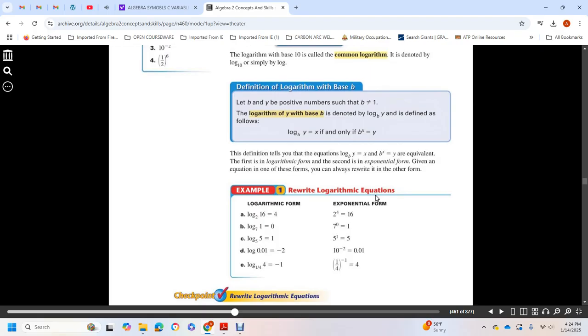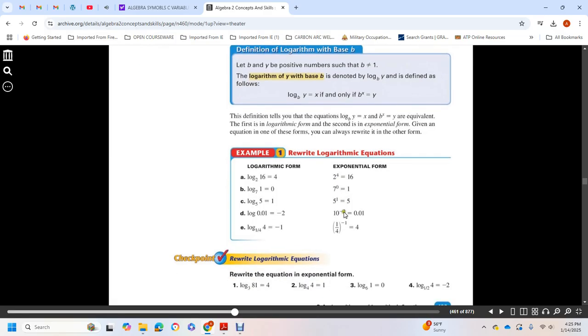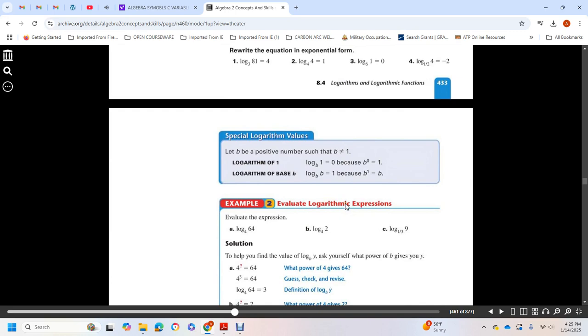The definition tells you that the equation log base b of y equals x is equivalent to b to the x equals y. The first is the logarithmic form, and the second is the exponential form. Given an equation in one of these forms, you can write it in the other form. For example, log base 2 of 16 is equal to 4, so in exponential form, 2 to the 4 is equal to 16.